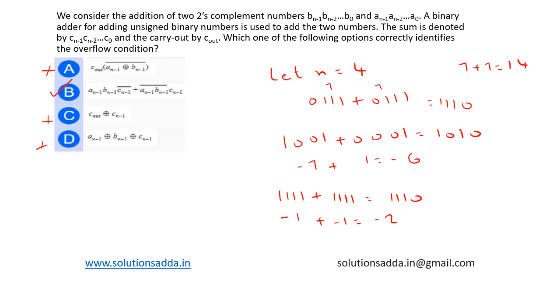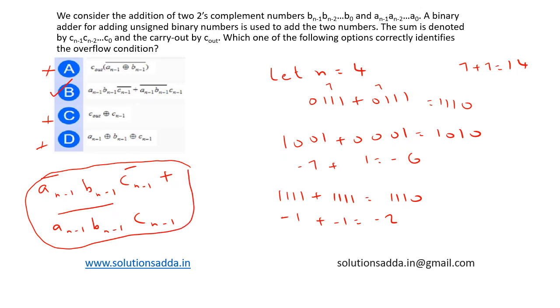Actually, the question given in the ISRO paper is wrong because all the options are wrong. The option B in the actual paper is AN-1 bar, BN-1, CN-1 bar plus AN-1, BN-1 the whole bar into CN-1. This was the option that was actually given in the ISRO question paper, and this option is actually wrong. So this option is modified a bit to get the correct answer. And based on the options, option B would be the correct answer here.